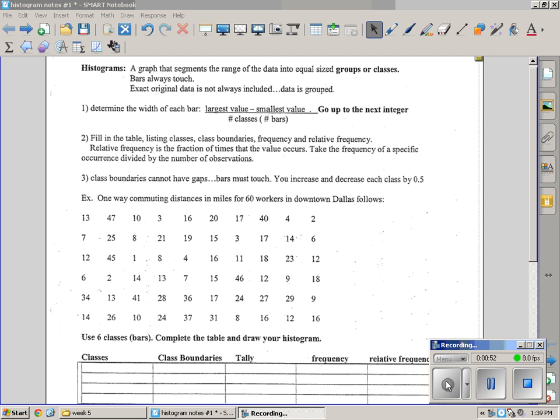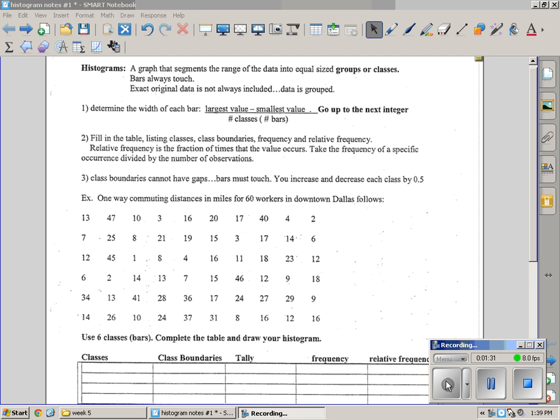And then we're always going to go up to the next integer. So if I divided something out and I get 7.3, I'm going to go up to the next integer. What's the next whole number after 7.3? 8. Now, if you divide it out and you get a whole number, let's say I get 10, you still go up to the next integer. You always go up. Whether it's a whole number or a decimal doesn't matter. You're going to go to that next whole number.